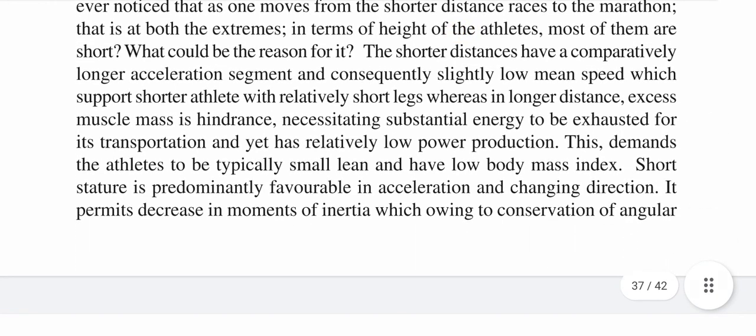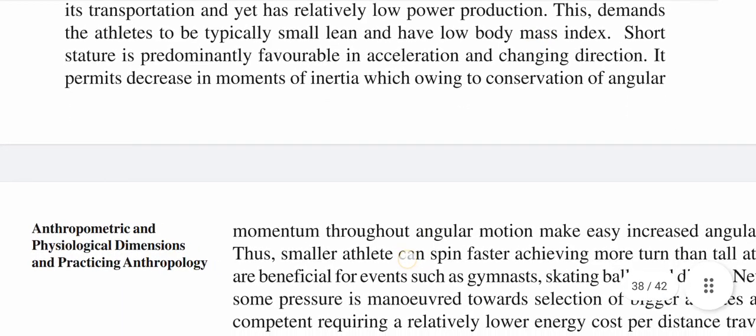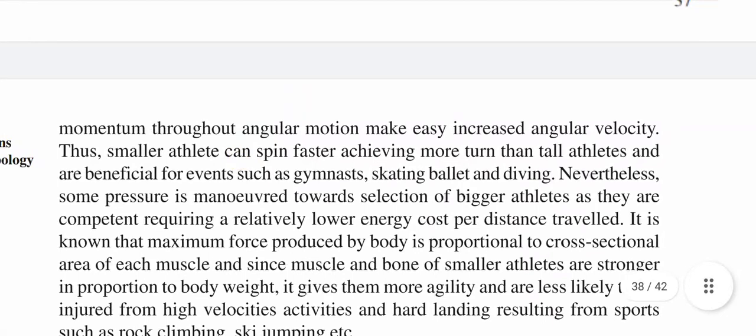Short stature is predominantly favorable in acceleration and changing direction. It permits a decrease in moment of inertia which, owing to conservation of angular momentum throughout angular motion, makes easy increased angular velocity. Thus a smaller athlete can spin faster, achieving more turns than tall athletes, and is beneficial for events such as gymnastics, skating, ballet and diving. Nevertheless, some pressure is maneuvered towards selection of big athletes as they are competent, requiring a relatively lower energy cost per distance traveled.